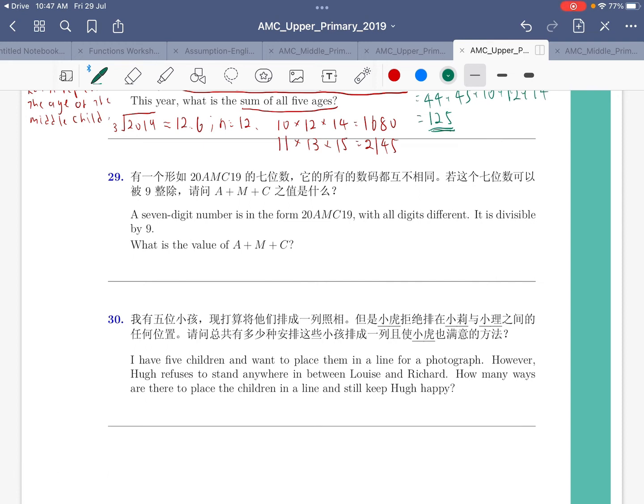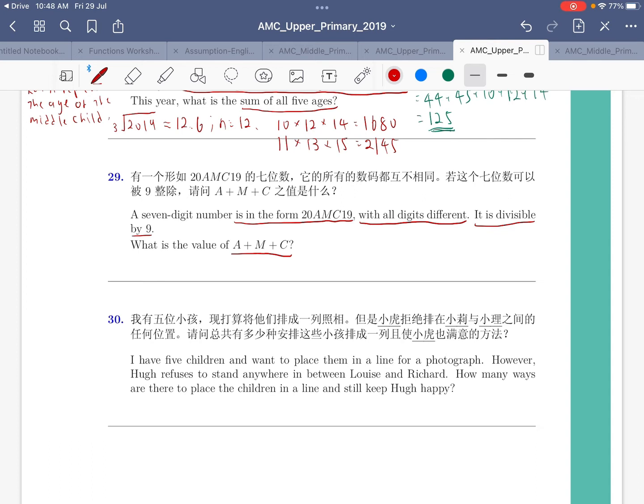Now, let's take a look at what question 29 is about. In this case over here, a 7-digit number is in the form 20AMC19 with all digits different. It is divisible by 9. What is the value of A plus M plus C? So that's our question. In this case, we give you a number with 3 different letters representing different numbers, and this number itself is divisible by 9.